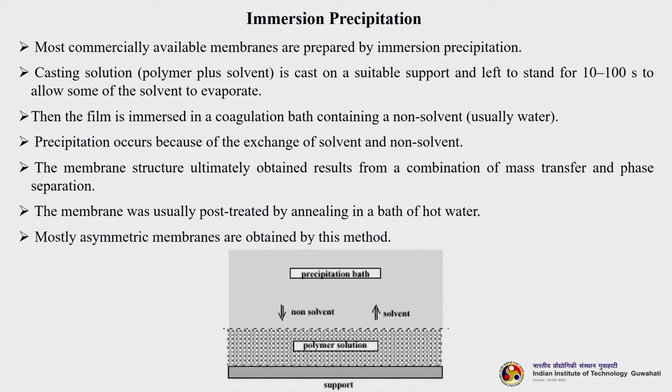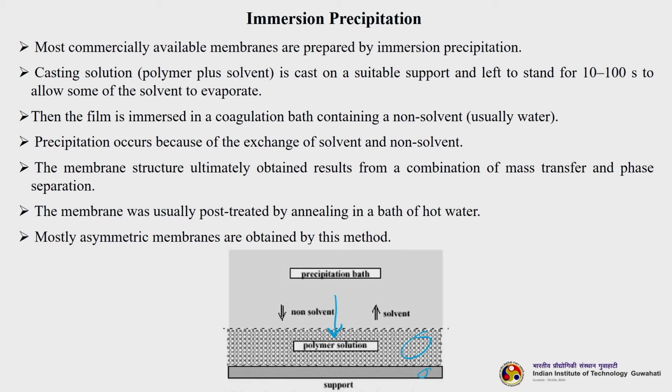Then the film is immersed in a coagulation bath containing a non-solvent. The non-solvent is usually water, though we can have some other non-solvents also. The precipitation occurs because of the exchange of the solvent and non-solvent. You can look at this figure to see what is happening. This is the polymer solution on a support, and I put it in a precipitation bath containing a non-solvent. When the process is on, the non-solvent diffuses inside the polymeric membrane, whereas the solvent diffuses out of the polymeric film. This structure creates pores.